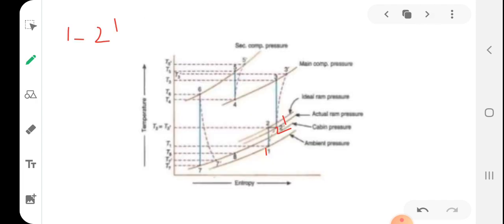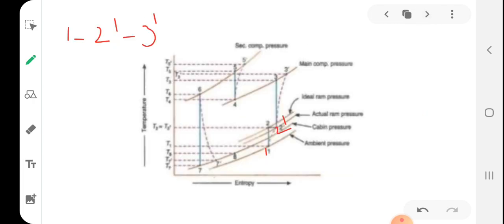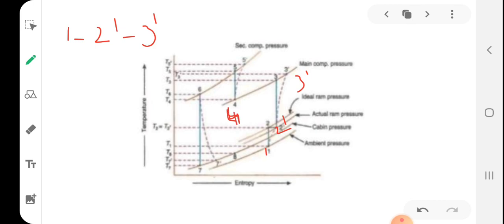From 2 dash to 3, the compression takes place, but actual compression is not reversible, so it is 2 dash to 3 dash. After compression, 3 dash will be the state of the air. From 3 dash to 4, what will happen? Cooling. After passing through the secondary heat exchanger, it will be cooled to 4. This is at constant pressure, P equal to constant, since in the heat exchanger cooling is taking place at constant pressure. So at constant pressure, 3 dash to 4, cooling takes place.